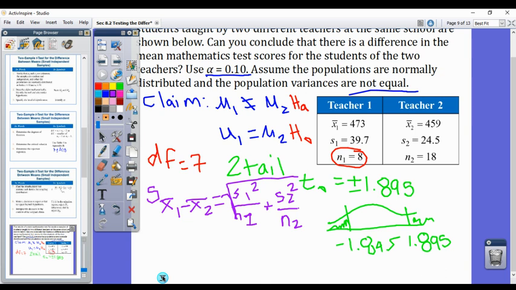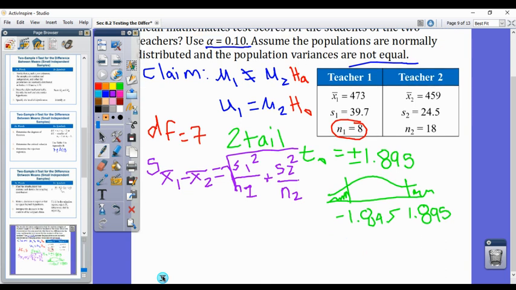So we're going to end up with 39.7 squared divided by 8 plus 24 squared over the other sample size, all under your square root.